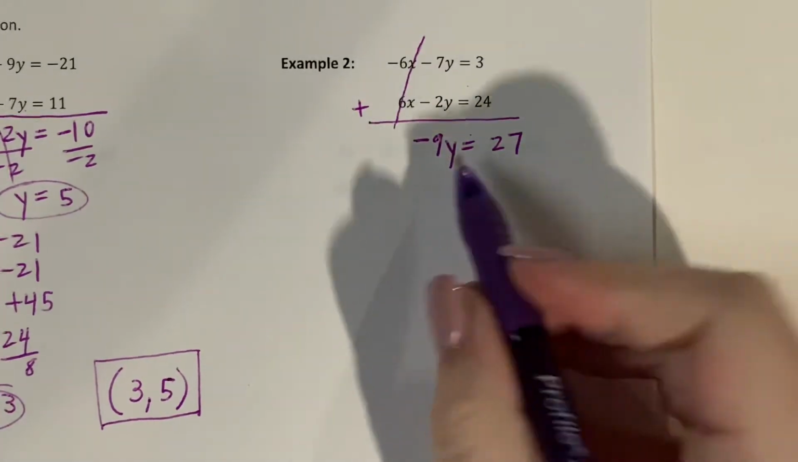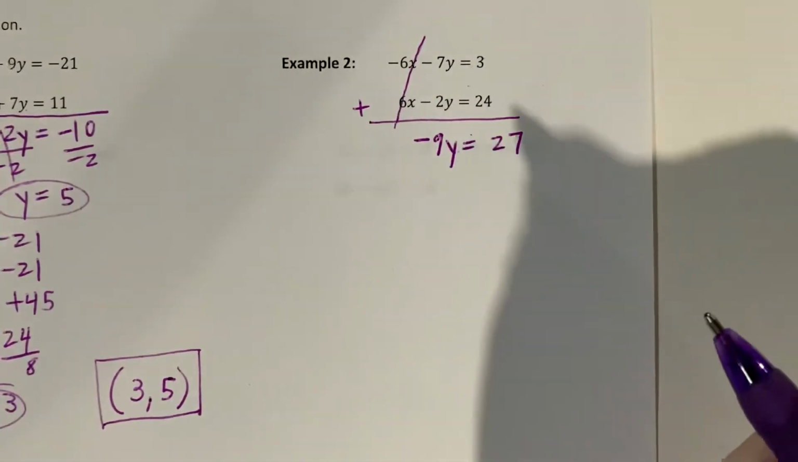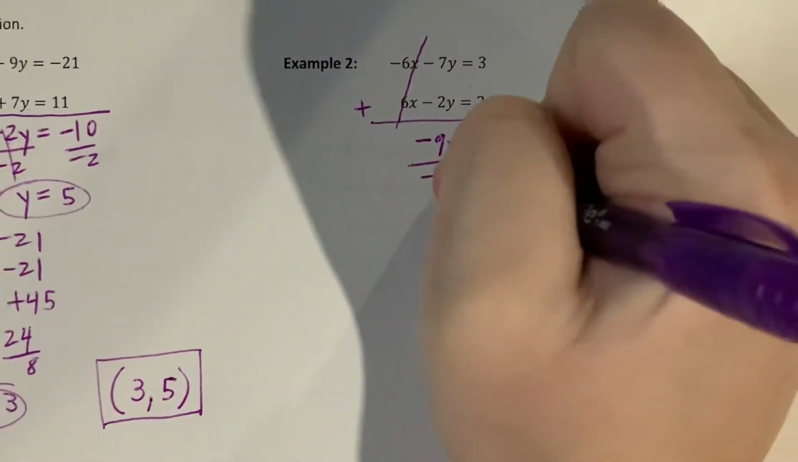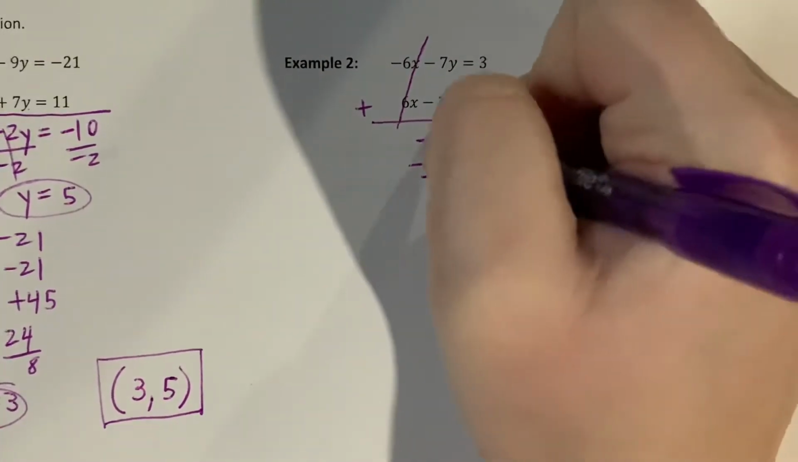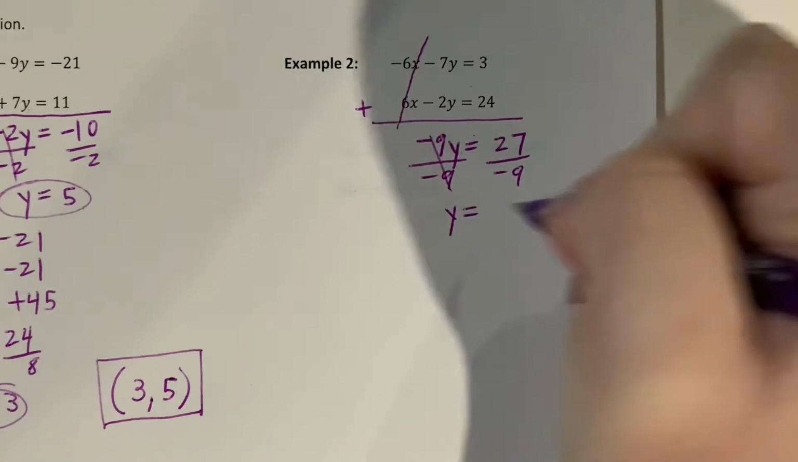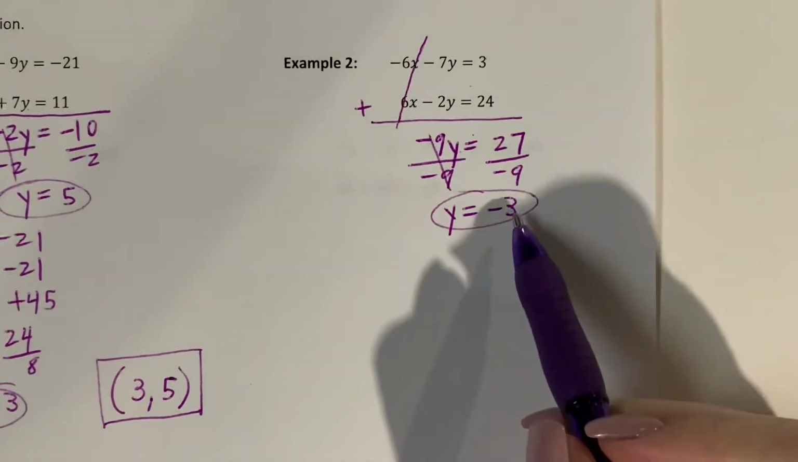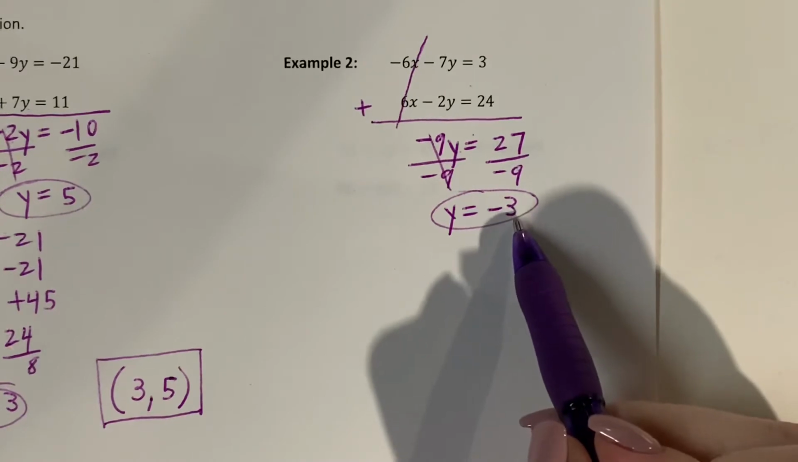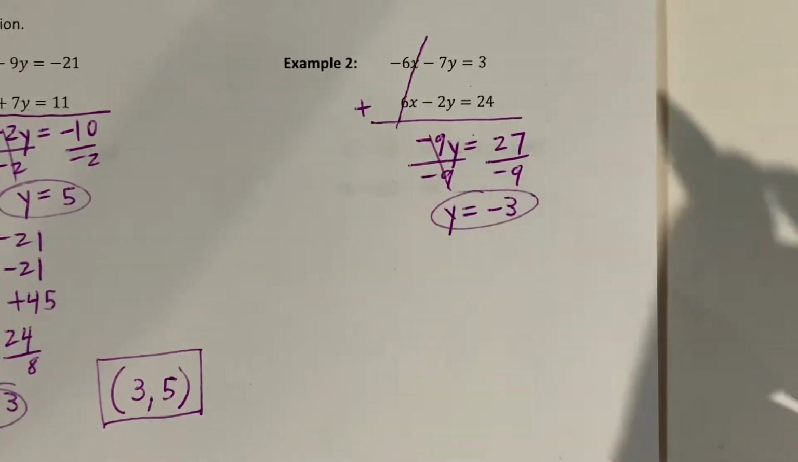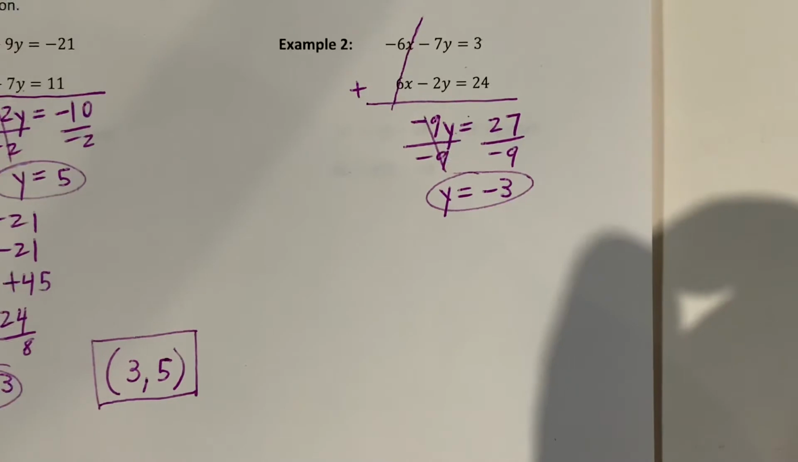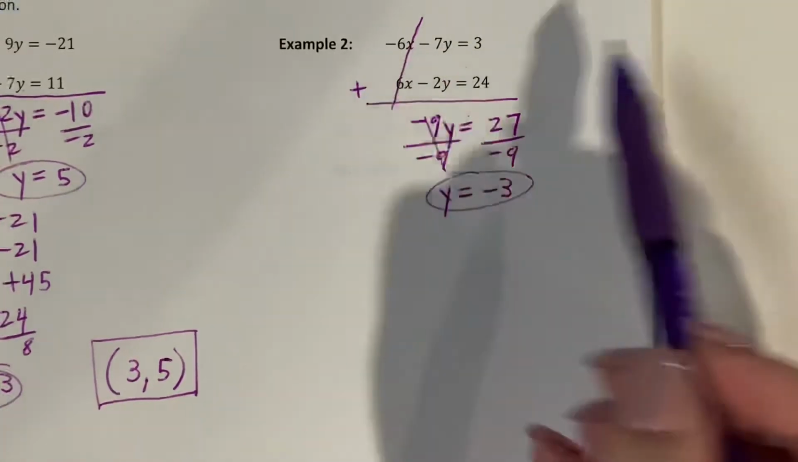Trying to get y by itself. To undo this negative 9 being multiplied by it, I can divide by negative 9 on both sides. And I get y equals negative 3. So here's half of my answer, but now I need to plug this negative 3 back into one of my original equations. It doesn't matter which of the original equations you pick. I'll just pick the first one again.